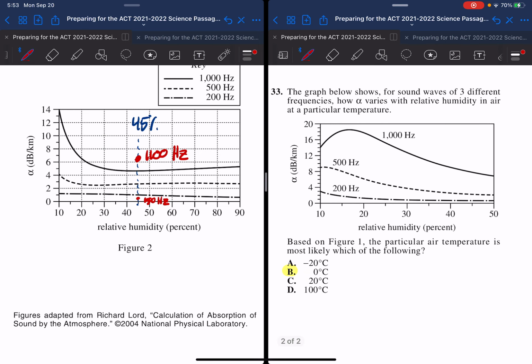All right, 33. It says this graph shows for 3 different waves of frequencies. So here again, we've got our 1,000, our 500, and our 200 hertz. How alpha varies in the air with relative humidity at a particular temperature. Now notice they don't tell us. They just say a particular temperature. So the question is, based on figure 1, the particular air temperature is most likely which of the following?